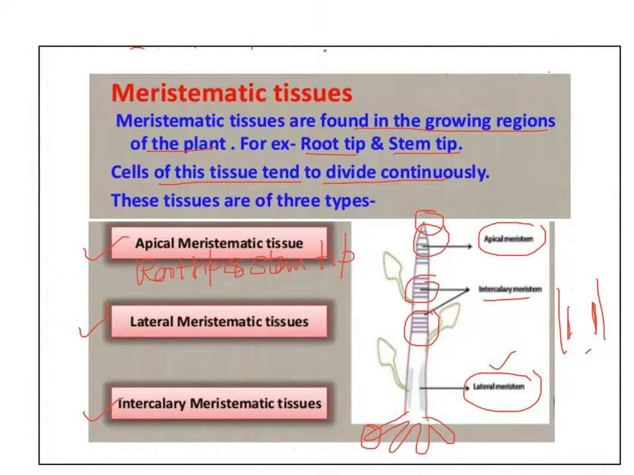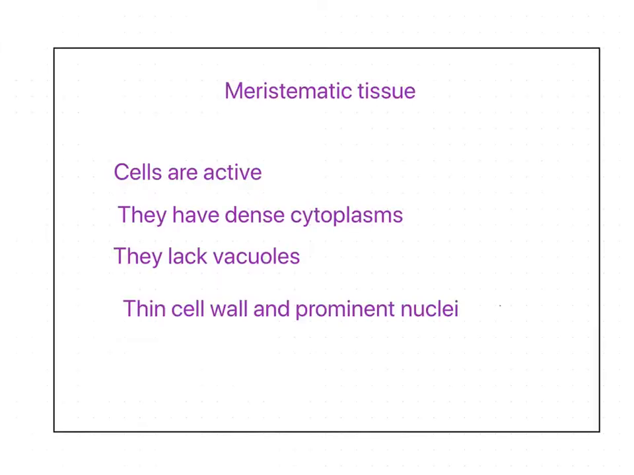Before that, we'll talk about the characteristics of this tissue. As I told you, we also call meristematic tissue a dividing tissue, and its cells continuously multiply. So this tissue has cells which are very, very active, and they have dense cytoplasm. I hope you remember cytoplasm.